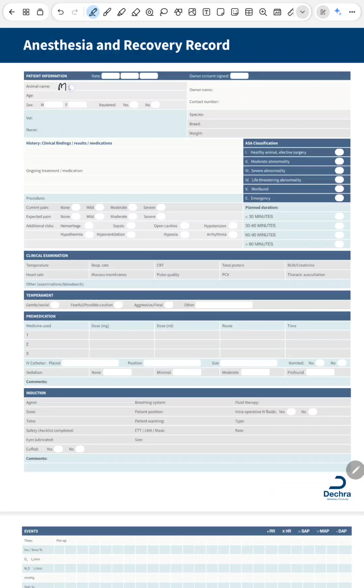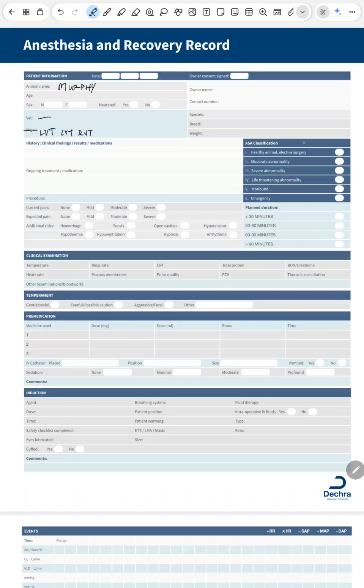So this is going to be filling it out like we always do. Not a big deal up on top. Your vet, your nurse. The United States may not like it saying nurse. You may have to change that to LVT, CVT, RVT, what have you, or just write technician.